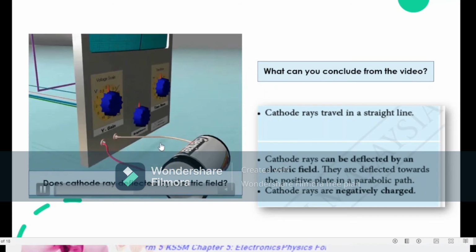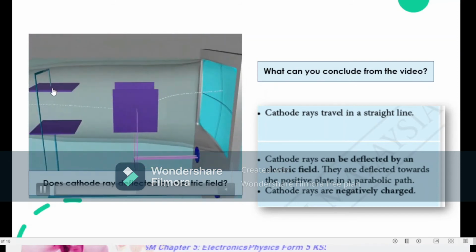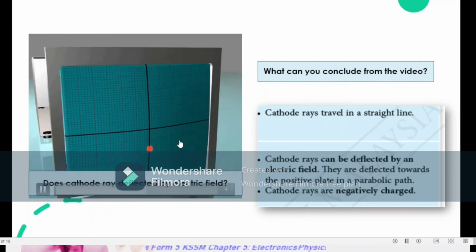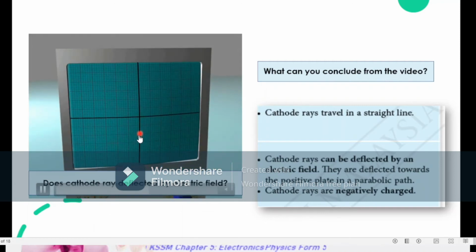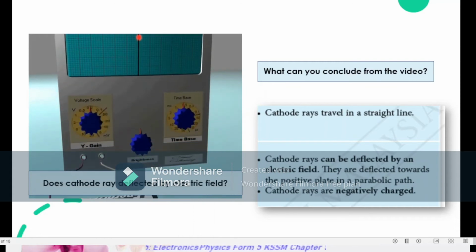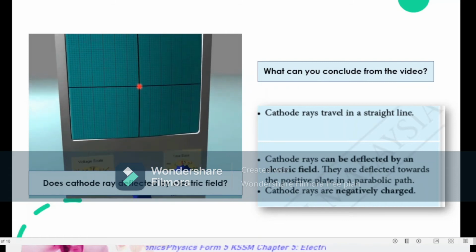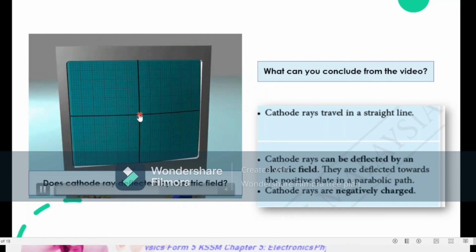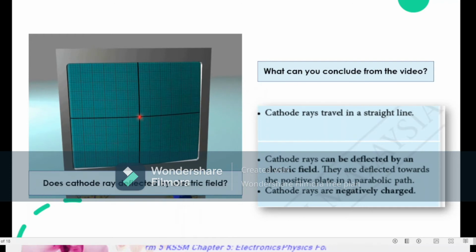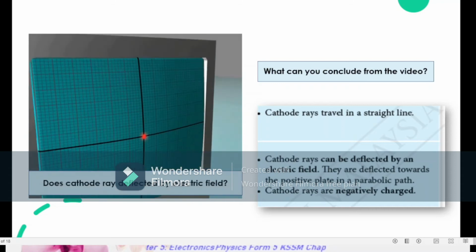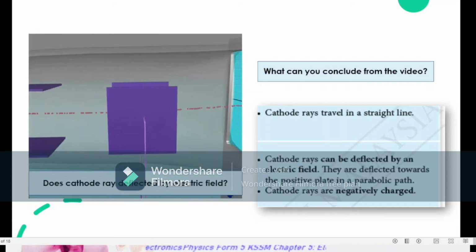Let's say we reverse the terminals, meaning above is negative and the bottom is positive. So you can see the cathode rays deflect downwards. The spot produced on the screen also moves downwards. If we remove the battery, meaning no power supply, there is no electric field between the two plates, you can see the spot will stay at the center of the screen, meaning it travels in a straight line without deflection.